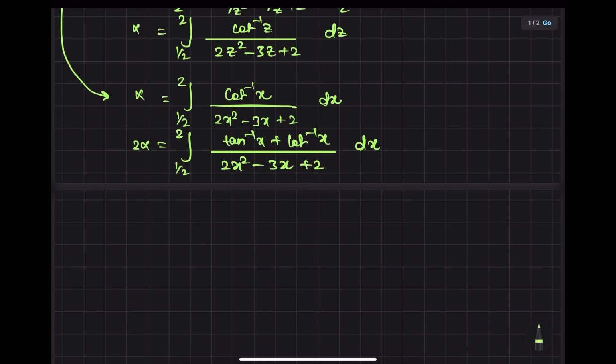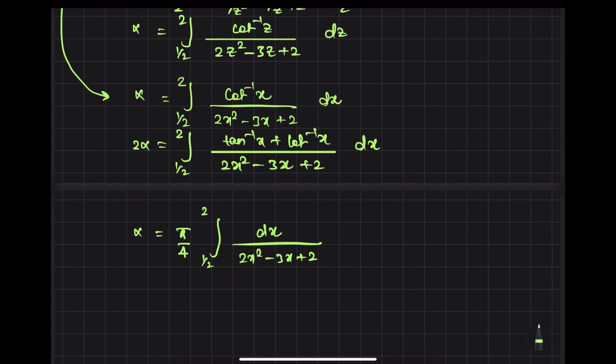Now, you know that tan inverse x plus cot inverse x is nothing but pi by 2. So can I take that pi by 2 constant outside? And I want to send this 2 to that side. So it will become pi by 4 integration from 1 by 2 to 2 and then dx by 2x square minus 3x plus 2. I hope till this part you guys are okay.